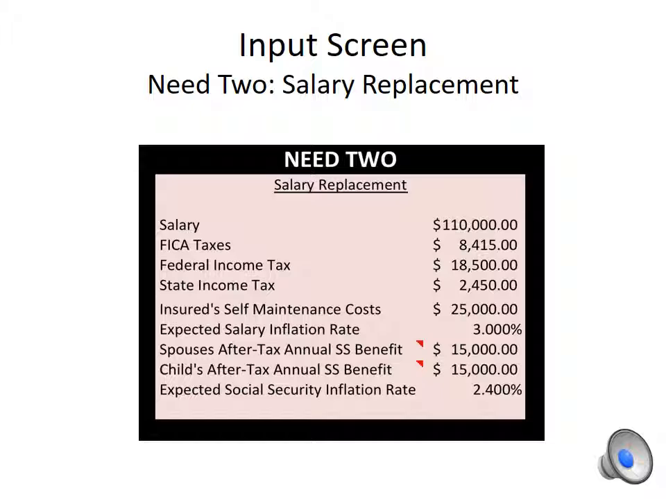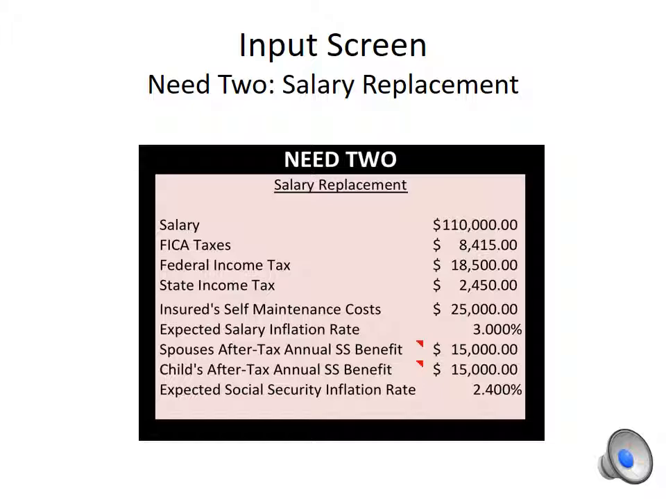Need 2 is salary replacement. If our insured dies prematurely, term life insurance proceeds will be used to set up a fund from which her spouse will take annual distributions representing the family's share of her earnings. The family's share of her earnings is her salary less her taxes, less her self-maintenance costs, which include her share of the food budget, her automotive expenses, and so on.